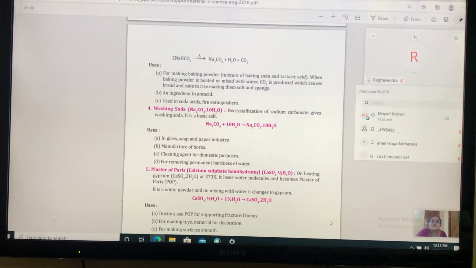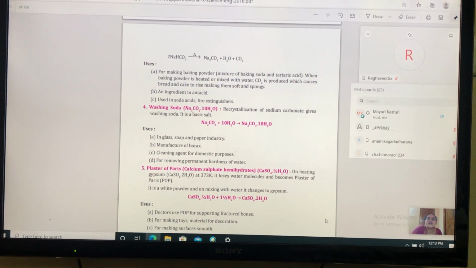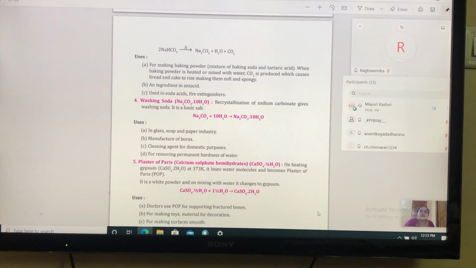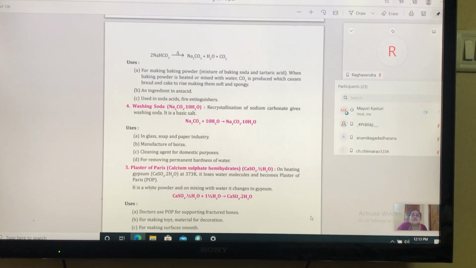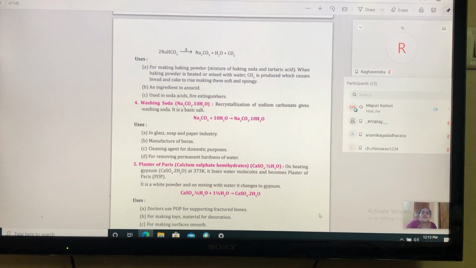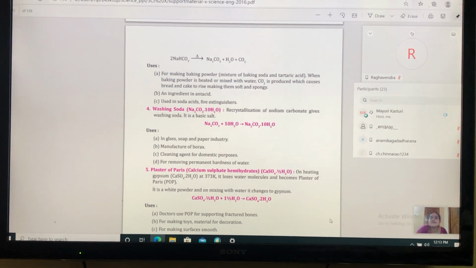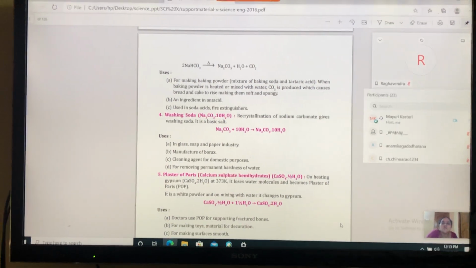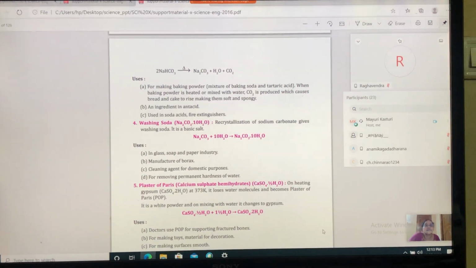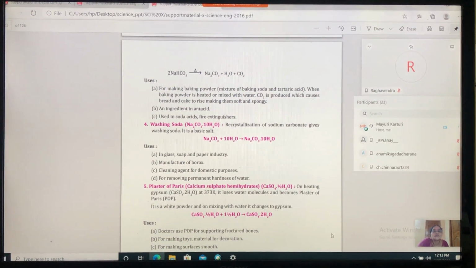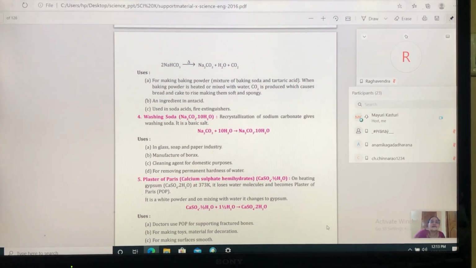Now what are the uses of sodium bicarbonate, NaHCO3? First use is for making baking powder. What is this baking powder? Baking soda is sodium bicarbonate. Now what is baking powder? It is a mixture of baking soda, that is sodium bicarbonate, and tartaric acid.